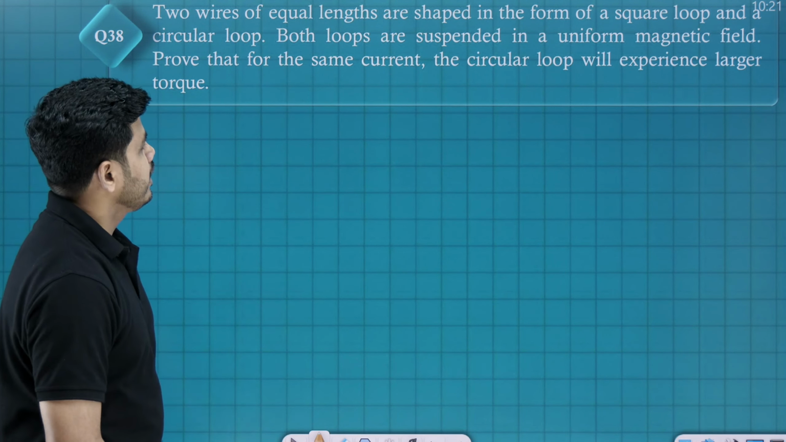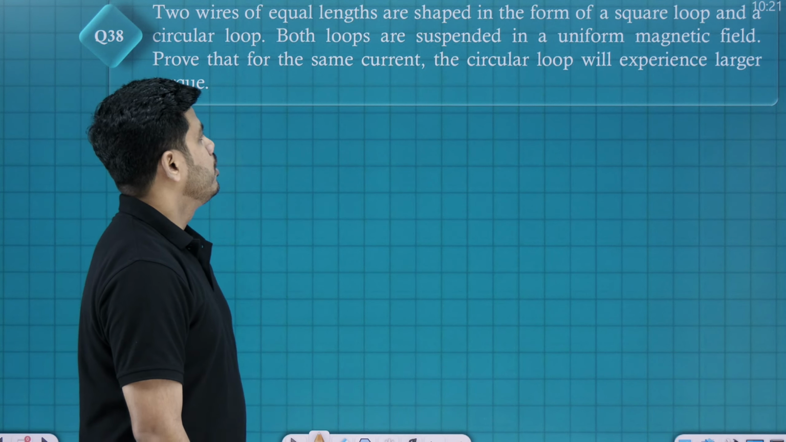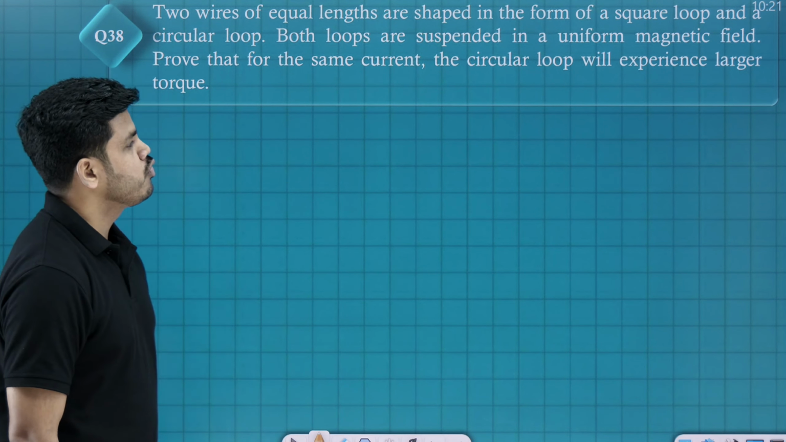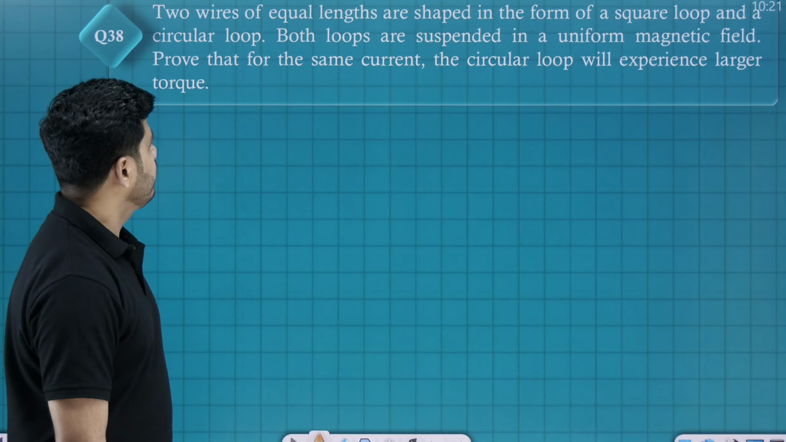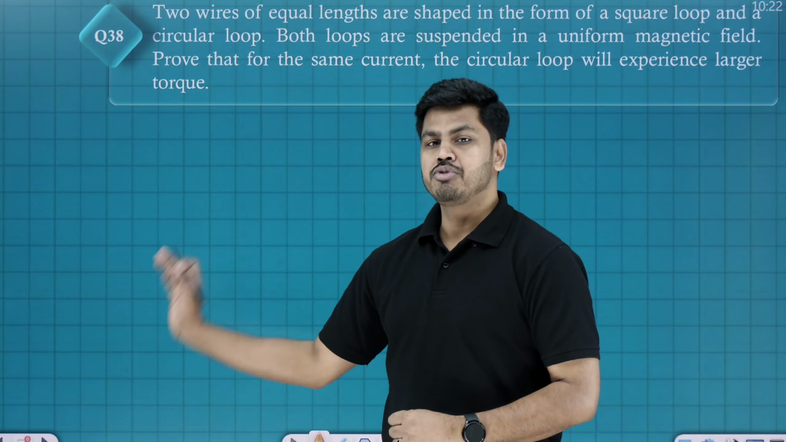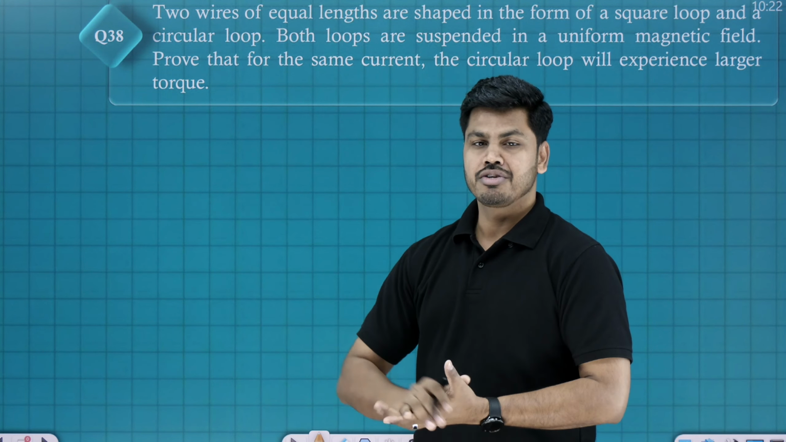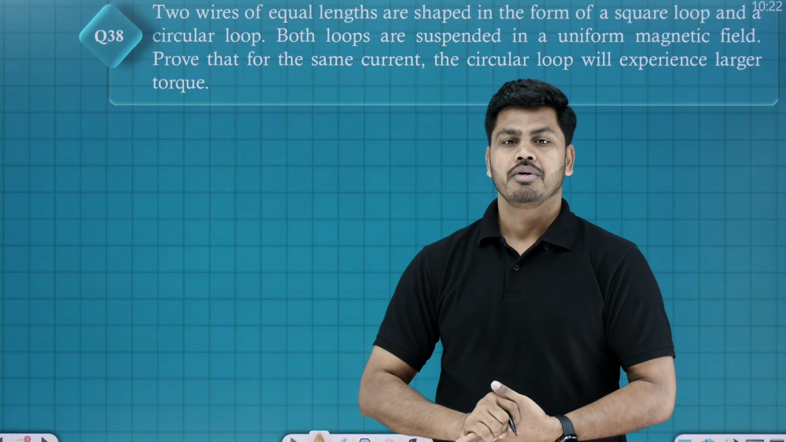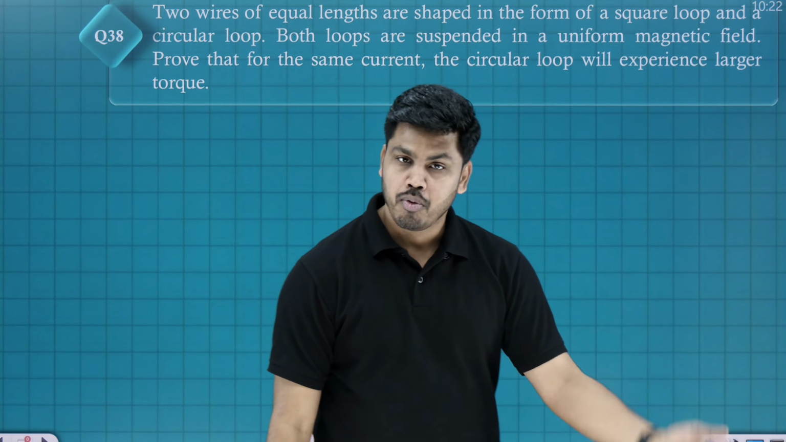2 wires of equal length are shaped in the form of a square loop and a circular loop. Both loops are suspended in a uniform magnetic field. Prove that for the same current, circular loop will experience a larger torque. See, if you watch the video of the MCQ discussion of the same chapter, there was an assertion reason question in that particular discussion based on the same concept. Torque acting on a loop of wire.